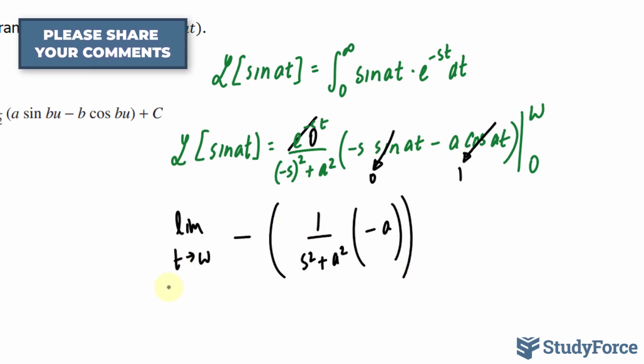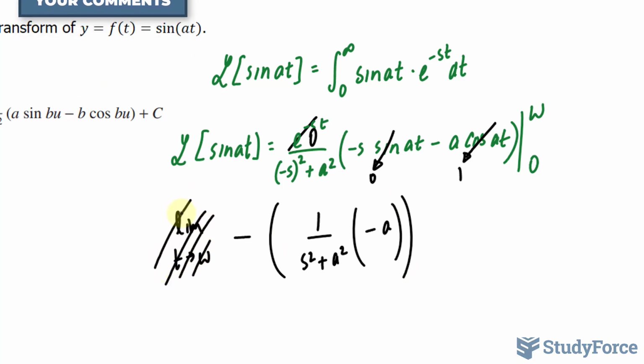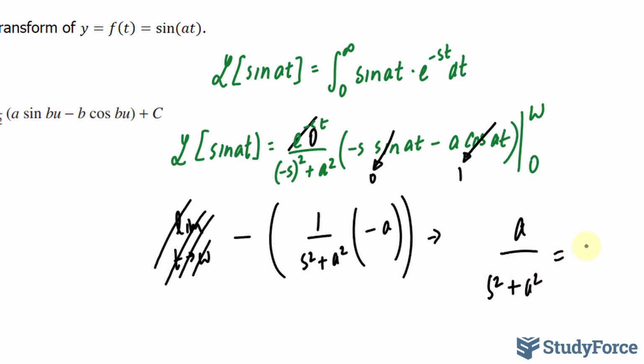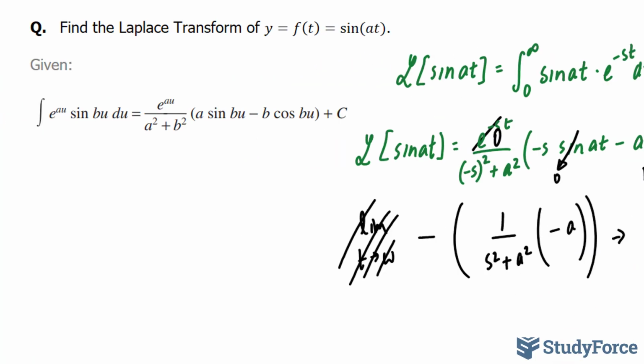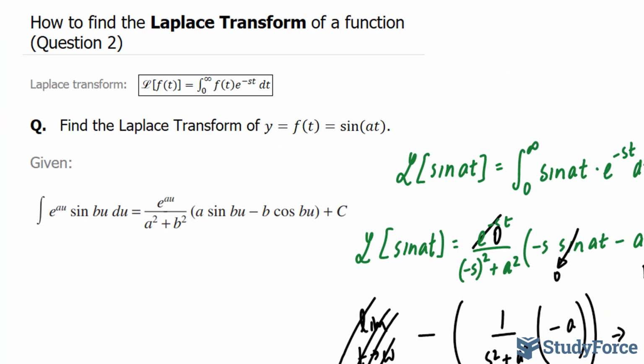If I multiply this out, and by the way, I'll scratch this out so you don't get confused. If I multiply this out, I'll end up with positive a over s squared plus a squared, and this represents our frequency function, which I'll call f at s. And there you have it. That is how to find the Laplace transform of a function.